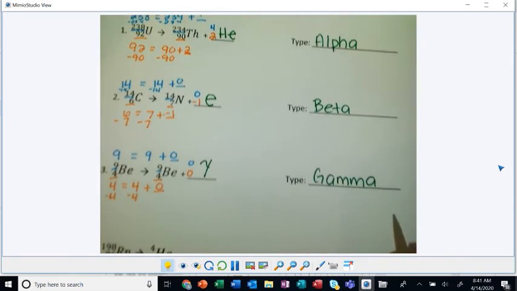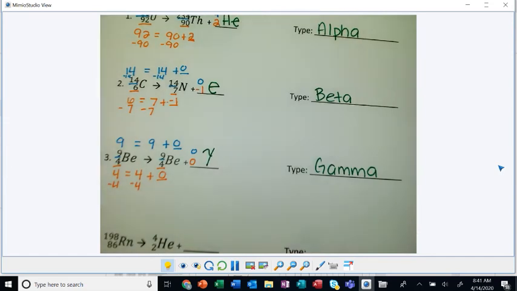Remember, gamma radiation changes absolutely nothing about the element that we started with. So the atom that we started with is the exact same atom. We just release some energy in the form of light. And gamma happens after an alpha or beta radiation.